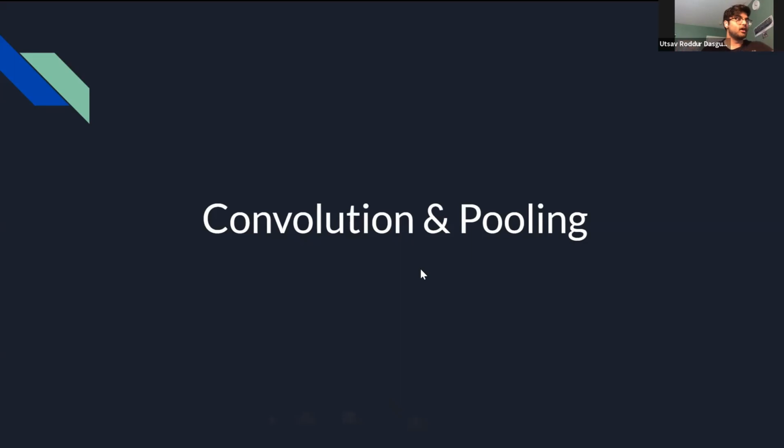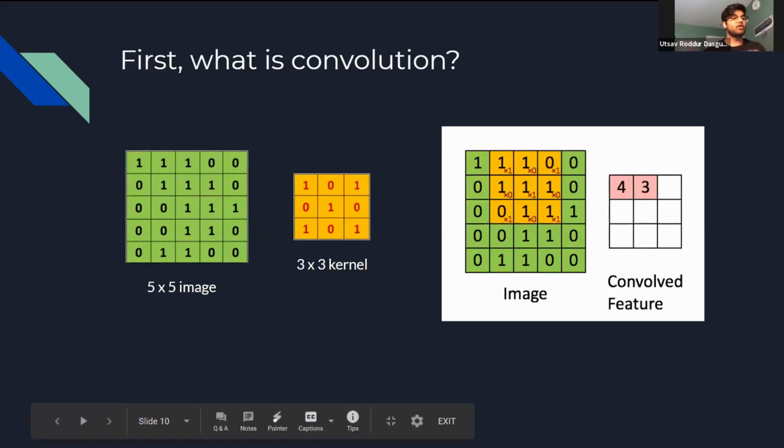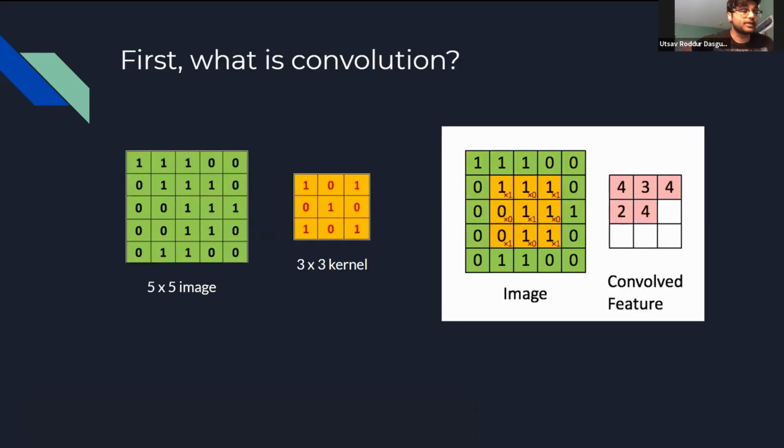Okay, so let's get into it. So first of all, what is a convolution? It's very simple. All it is, you have a kernel, and a kernel is just an n by n matrix of numbers. And these numbers are applying some sort of transformation to the image.